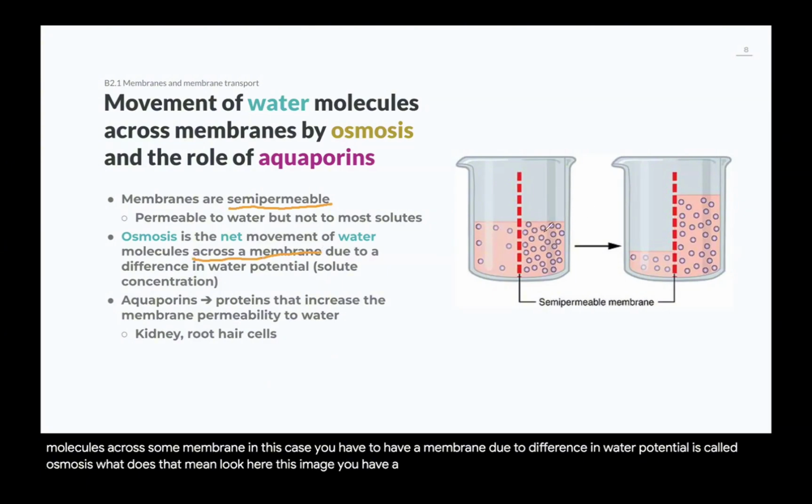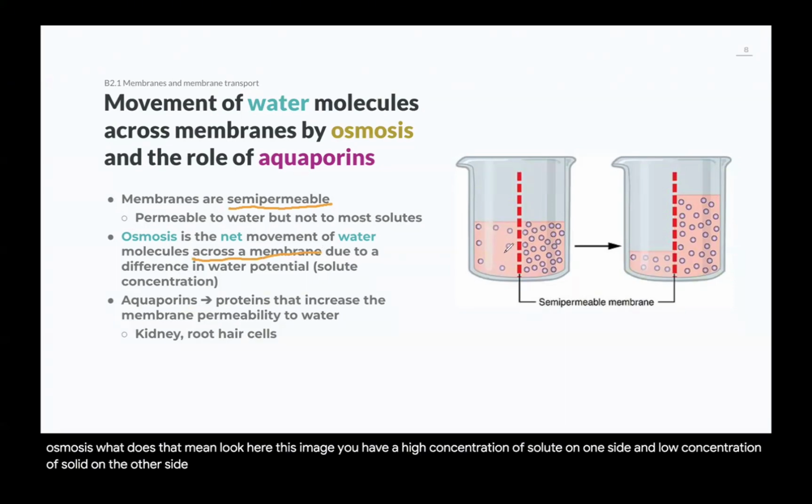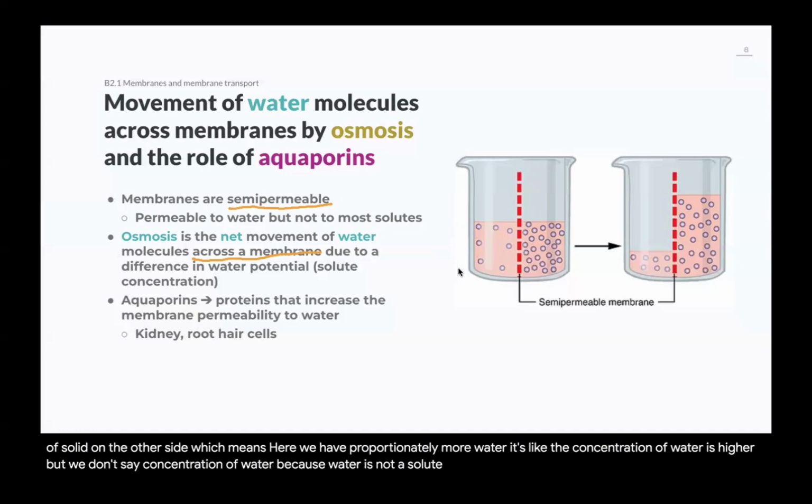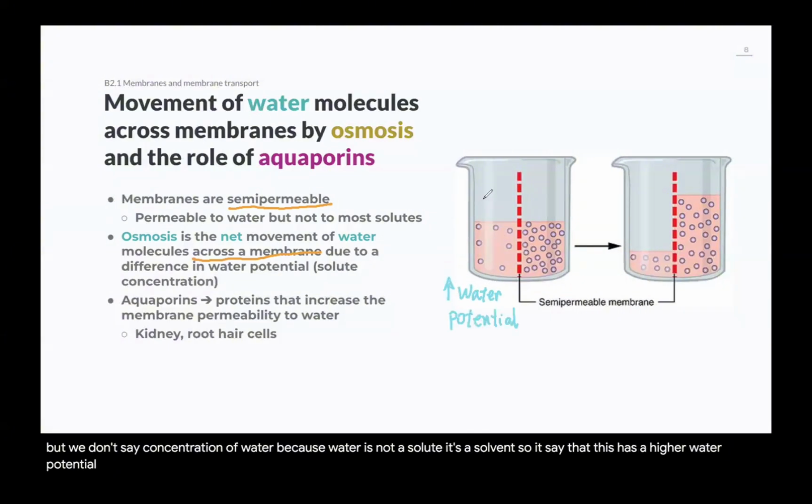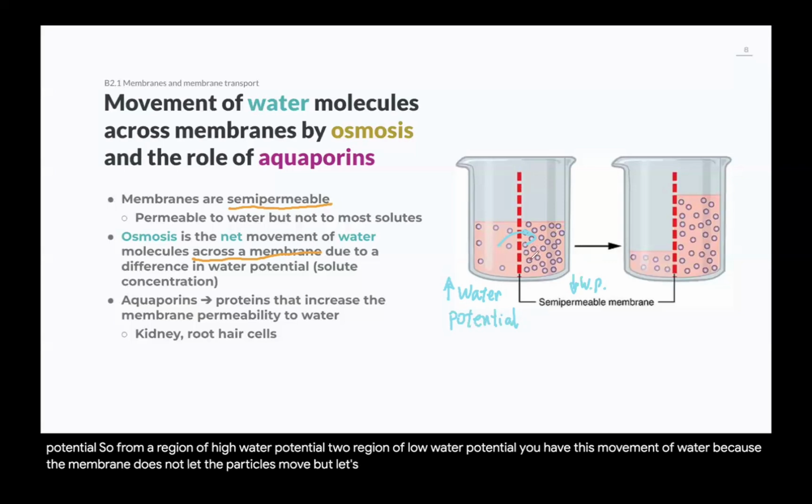You have a high concentration of solute on one side and low concentration of solute on the other side, which means here we have proportionally more water. It's like the concentration of water is higher, but we don't say concentration of water because water is not a solute, it's a solvent. So we say that this has a higher water potential. So from a region of high water potential to a region of low water potential, you have this movement of water because the membrane does not let the particles move, but it lets water move.